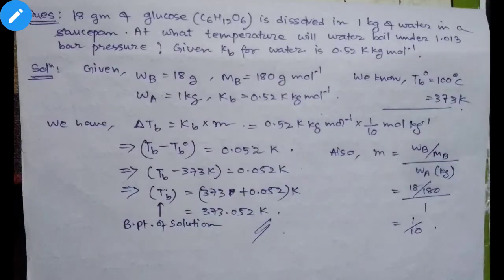Hello students. Yesterday in the previous lecture I explained the colligative properties, the two properties based upon relative lowering in vapor pressure. I gave you some questions and you were able to do them, so I think there is no doubt there. But based upon this topic, the elevation in boiling point, I would like to show one numerical.